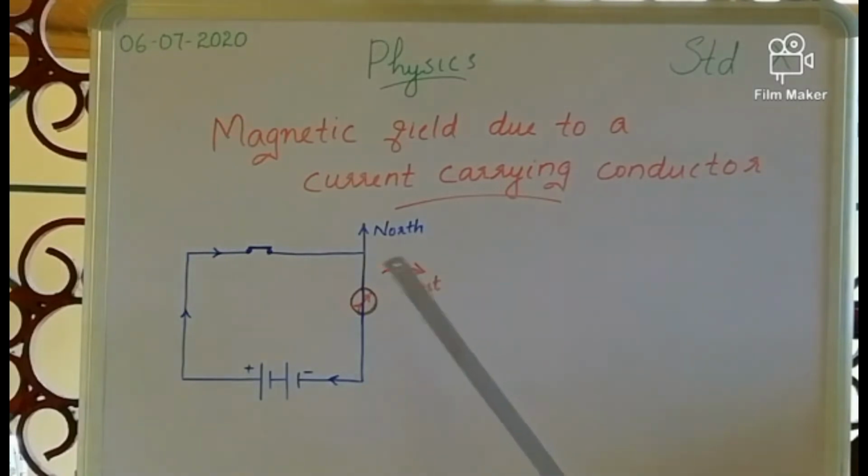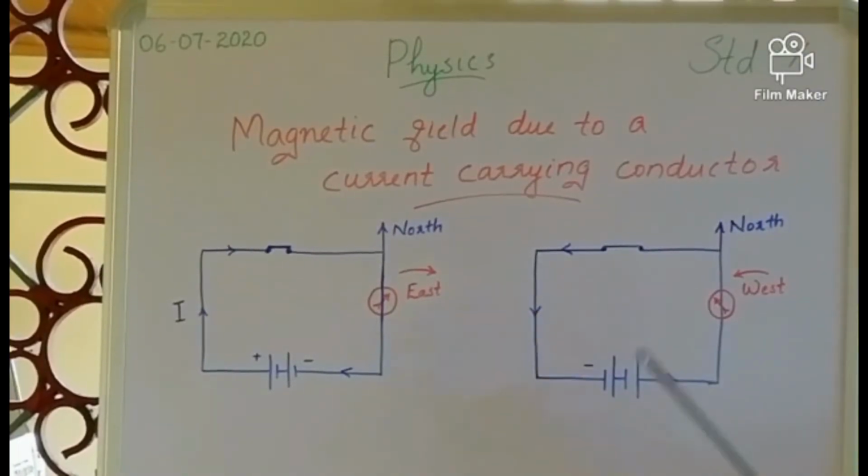So, the deflection of the compass needle by the current carrying wire in the above experiment shows that an electric current produces a magnetic field around it. It is a magnetic field which deflects the compass needle placed near the current carrying wire. If we reverse the direction of the current flowing in the wire by reversing the battery connections, we will find that the compass needle will deflect in the opposite direction, that is towards the west.